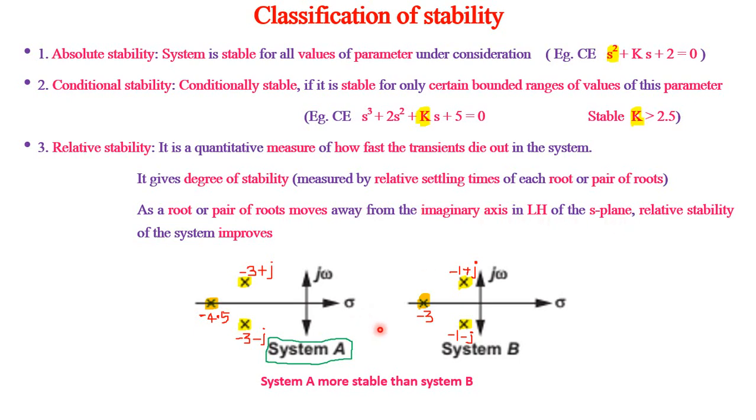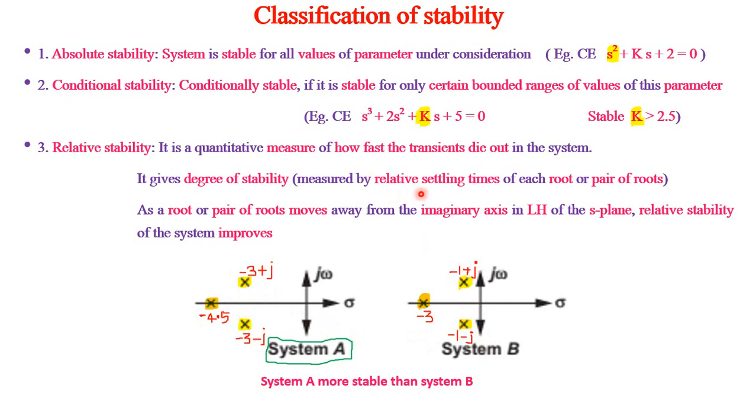For example, let us consider system A and system B. Here the dominant roots are at -3 plus j and -3 minus j. Here the dominant roots are -1 plus j and -1 minus j. Let us forget about the other two poles, because anyway they are in the left half of the S plane. Only these two poles for each system are going to decide the stability. They are going to dominate the behavior of the respective systems. So here these dominant poles are more negative real than these.